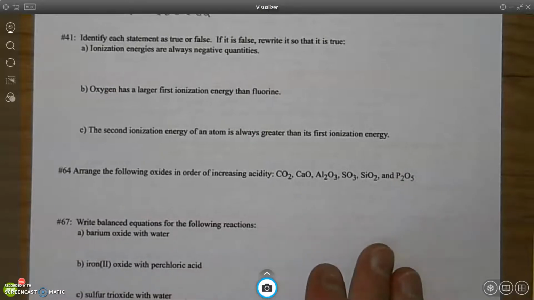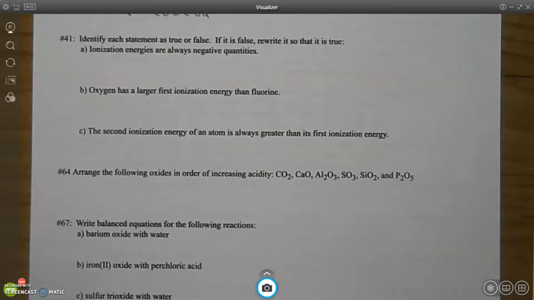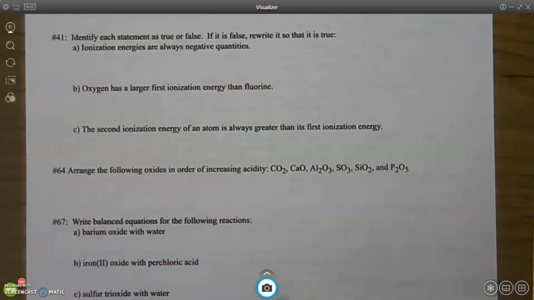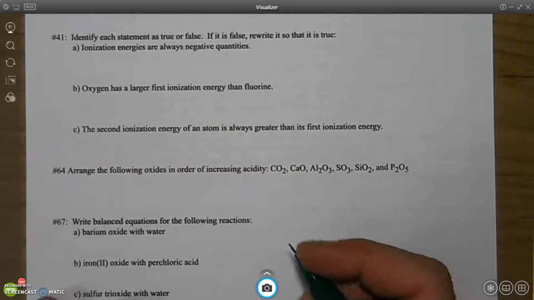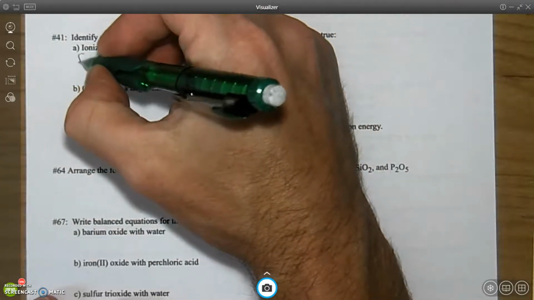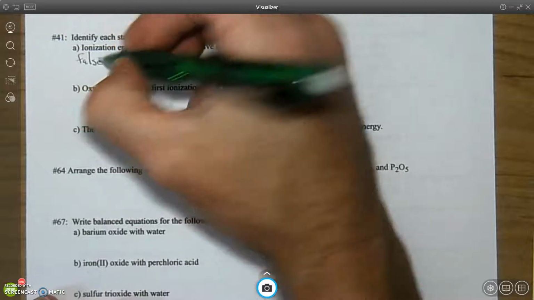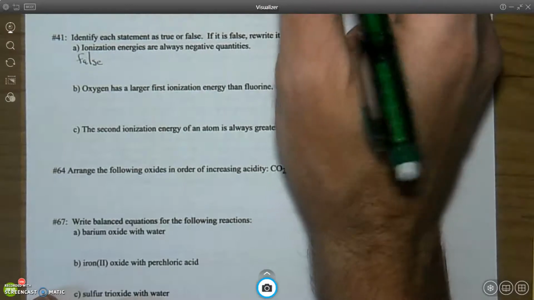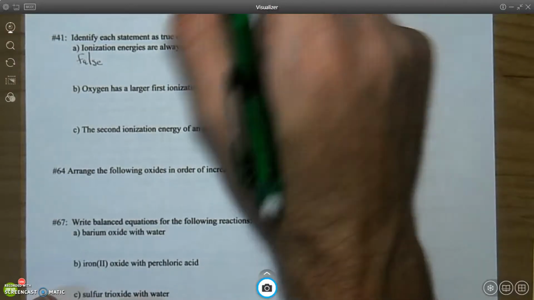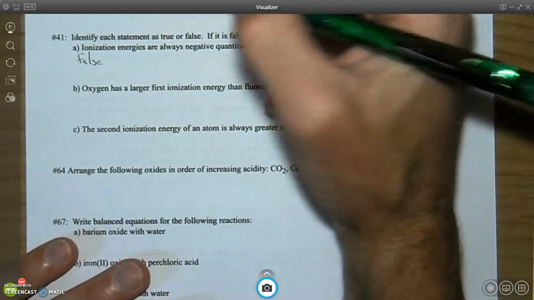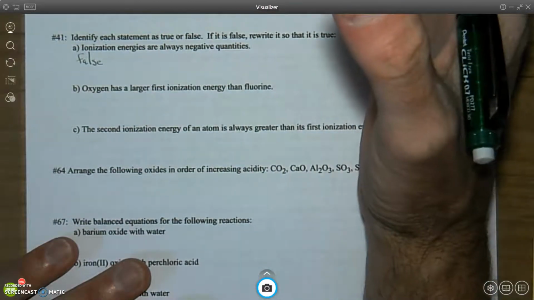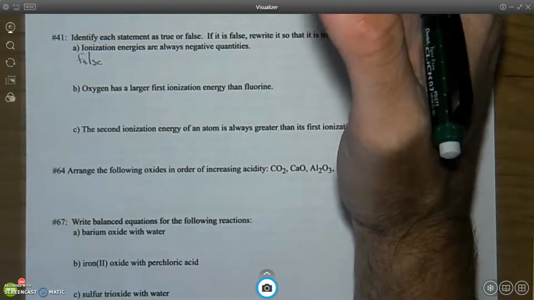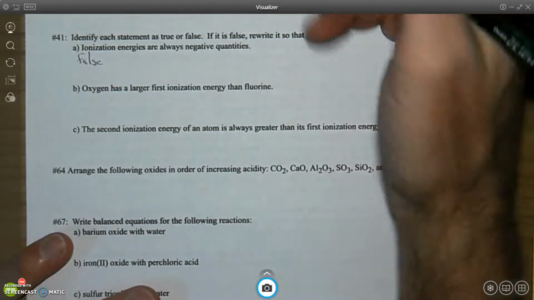Ionization energies are always negative quantities. So they're exothermic processes, they release energy. And that is false. So think again, ionization energy, that's the energy required to remove a negative electron from an atom that has a positive nucleus. And that is false. Atoms do not, if you give them a personality, readily release electrons. They have an attraction, so it doesn't happen. So false.